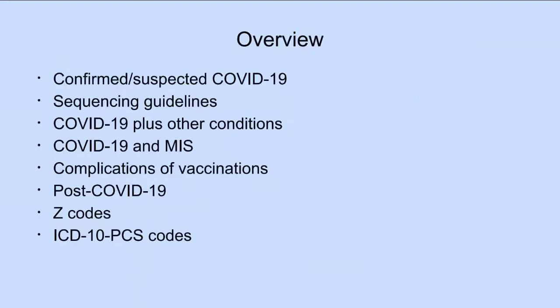So here's an overview of what I'm going to talk about in this video. I'm going to talk about coding for confirmed and suspected COVID-19, sequencing guidelines, COVID-19 and other conditions, COVID-19 and MIS, which has very specific guidelines, complications of vaccinations, post-COVID-19 Z codes, and ICD-10-PCS coding.